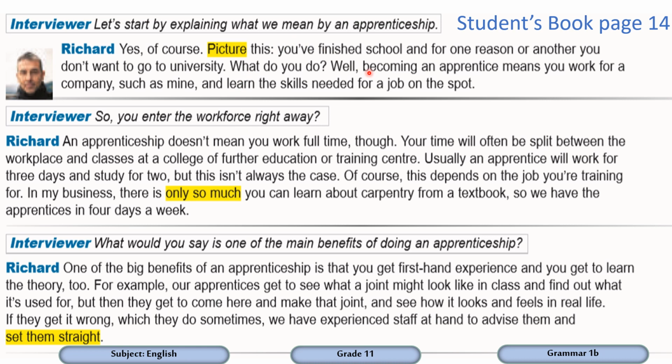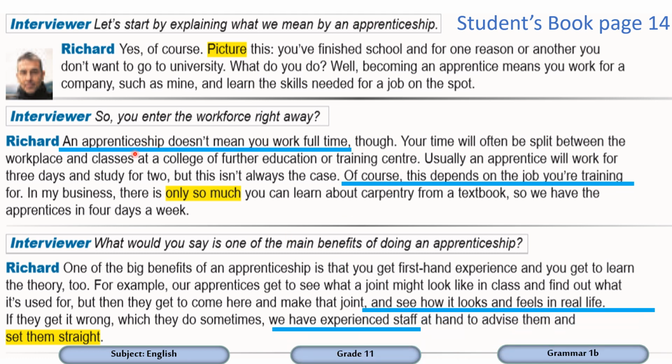Here is the text on page 14 of your student book, which is an interview between the interviewer and Richard. Now, let's check the underlined examples that include stative verbs. An apprenticeship doesn't mean you work full-time, the verb to mean. Of course, this depends on the job you're training, to depend. And see how it looks and feels in real life, how it appears or seems. We have experienced stuff. So the verb have, that means possession. For example, when you say I have a car, is a stative verb and cannot be, of course, in the progressive, so all these verbs should take the present simple.